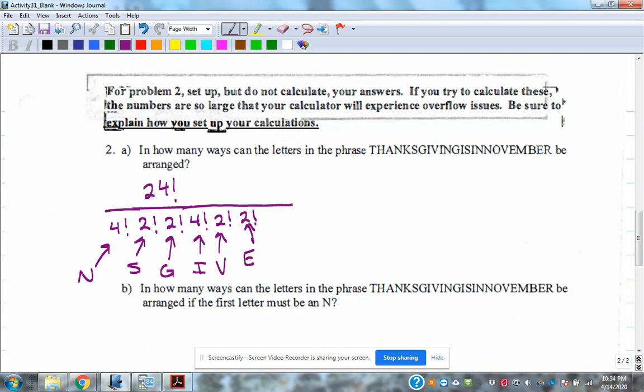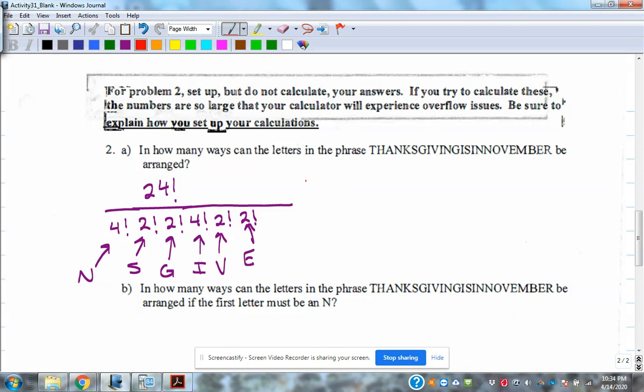We're not going to calculate these actual numbers, because your calculator is going to experience some overflow issues. 24 factorial is a very large number. If you go to divide that out, it can do it, but it's still going to be too large a number, even after dividing by all of these, for your calculator to display for you. So here are the things that you need to know.